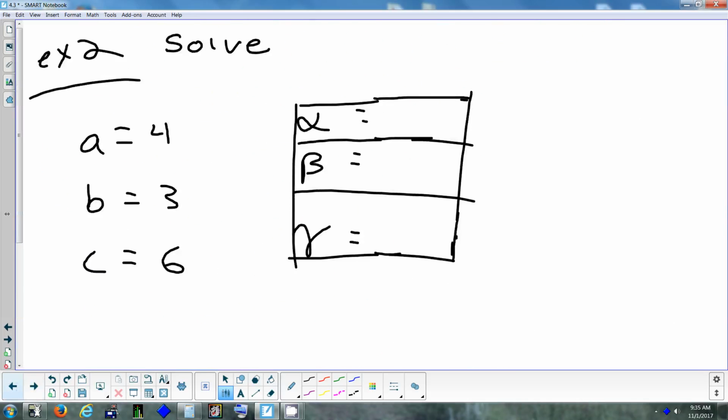Okay, this one is probably the easiest case to tell what it is right off the bat. If you look at the table, you have a side, and a side, side, side, side. So it's not law of sines. It's law of cosines.